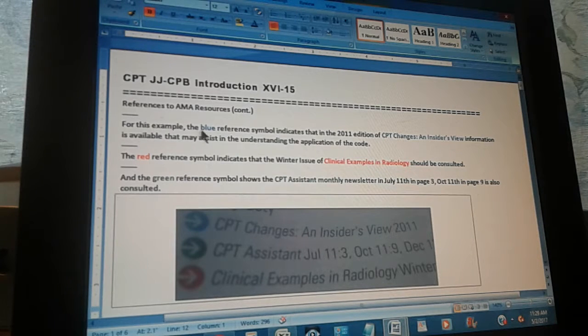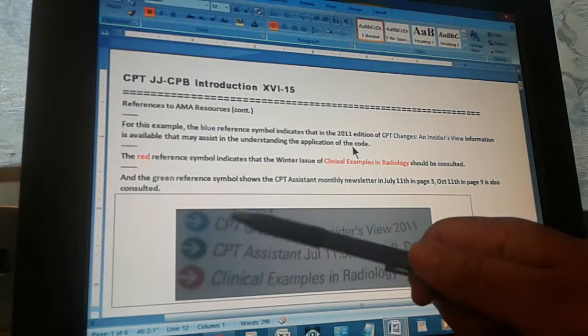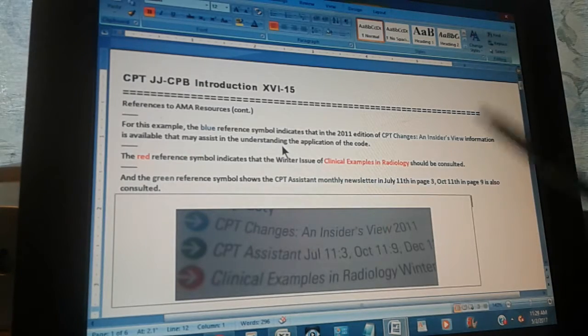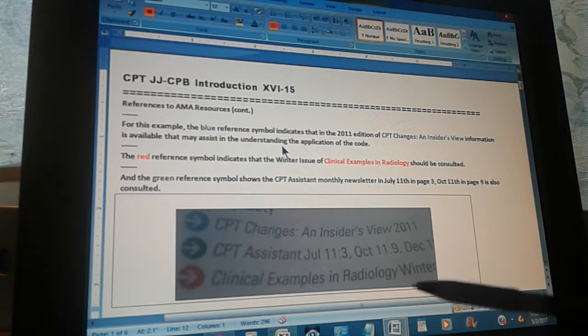For this example, the blue reference symbol indicates that the 2011 edition of CPT Changes and Insider's View information is available that may assist in understanding the application of the code. All it means is, if you see a blue arrow like this one right here, you can find more information in this publication, CPT Changes and Insider's View.